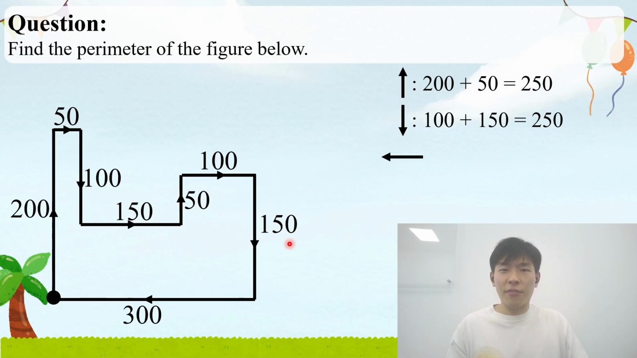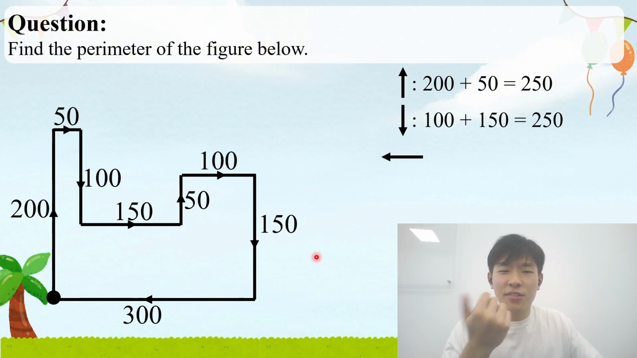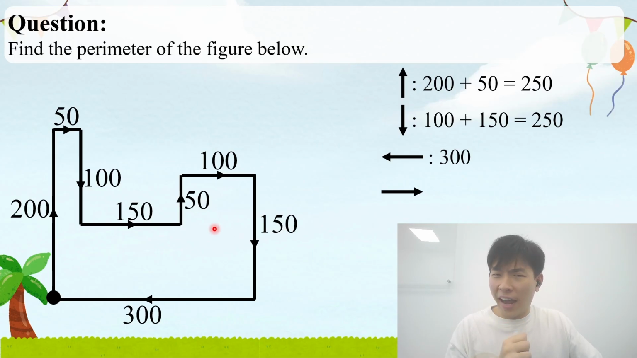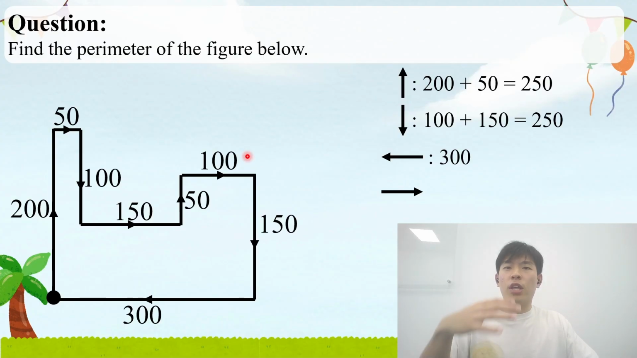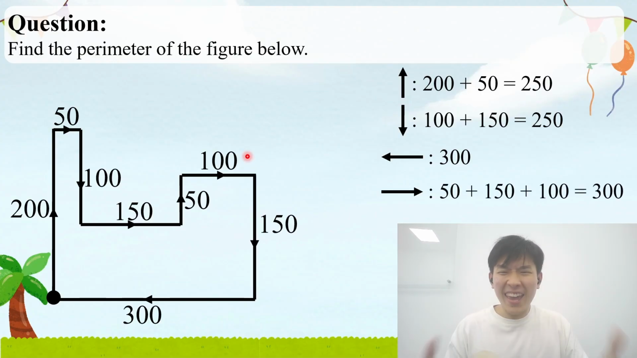Now let's check left. Let's go left. Here the left will be here, which is 300. Now what about to the right? So to the right here is the 50, and to the right here is 150. 50 plus 150 is 200. And if you continue, there's another 100. So which is 300. They are the same again.